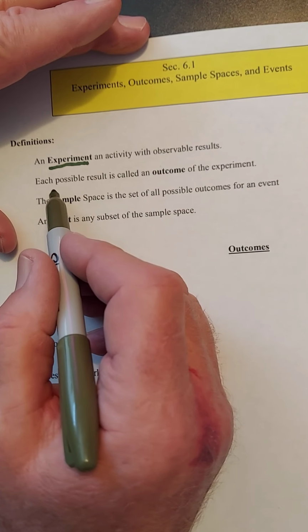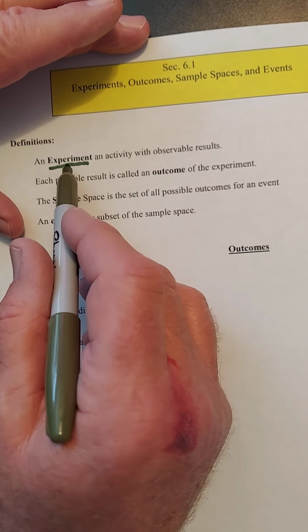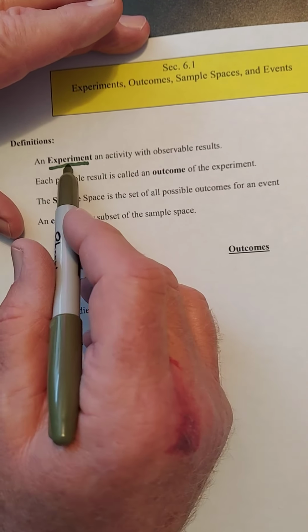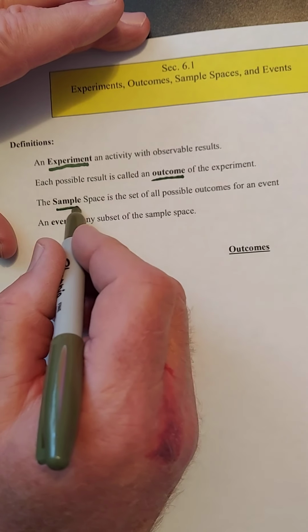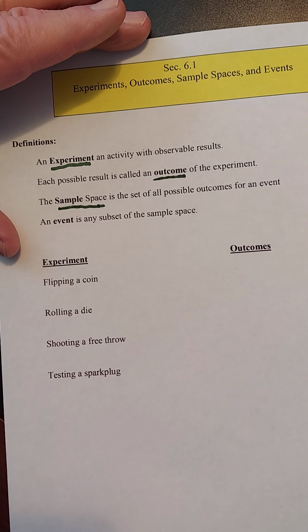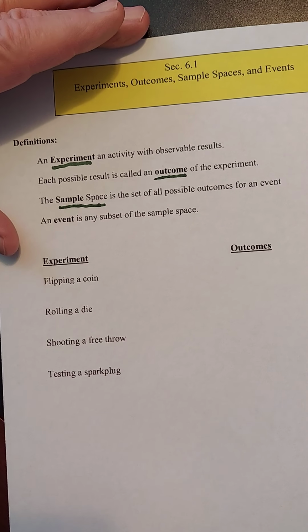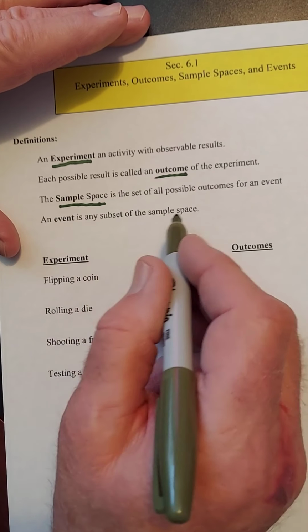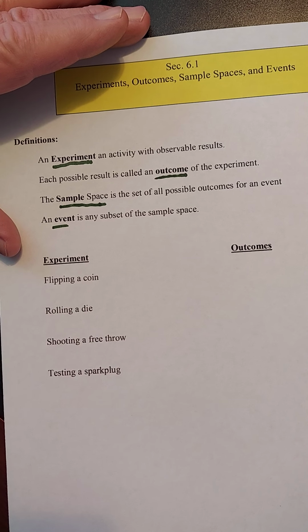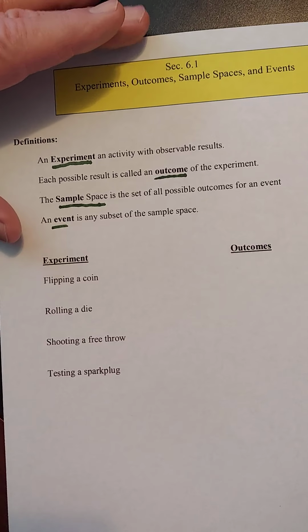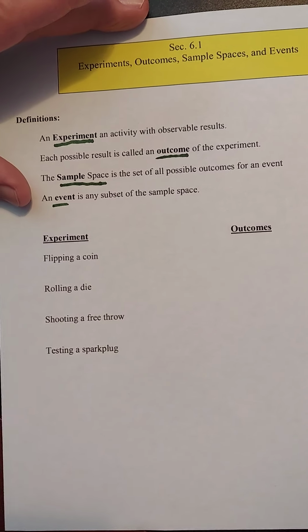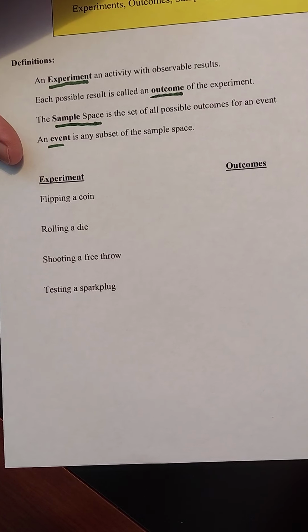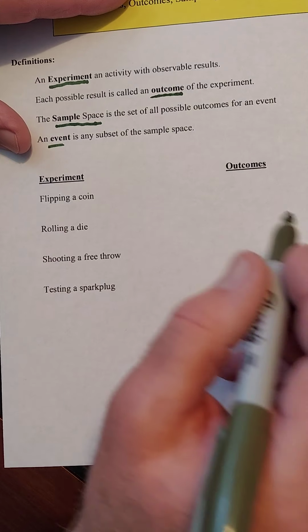So moving on, each possible result of an experiment is called an outcome. And the sample space is the set of all possible outcomes to an event. And an event is any subset of the sample space. Okay, and I'm going to do some things that'll kind of lead up and you'll see how everything goes in.